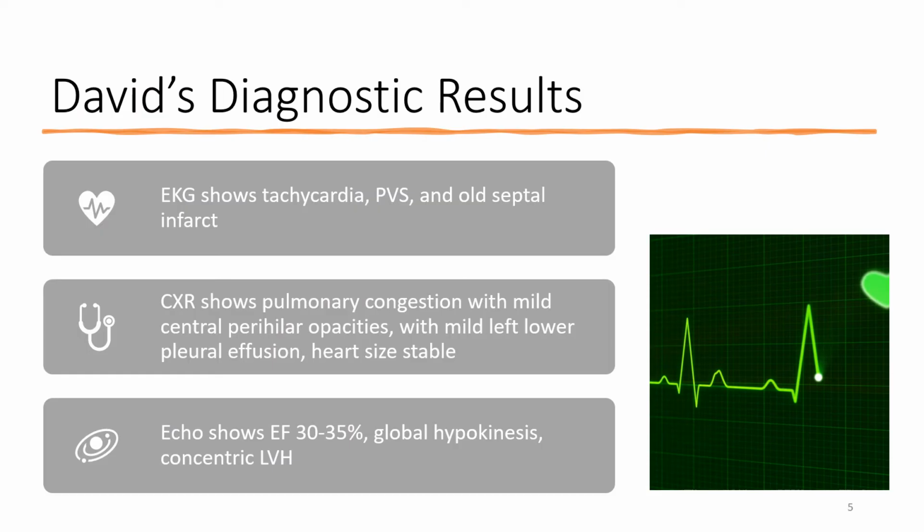When David arrived to the ER, an EKG was performed. He did show tachycardia with PVCs and an old septal infarct. The EKG is typically ordered to determine if the patient is having any type of acute cardiac event that can be treated. David did report he has occasional chest pain, although he's not currently having any. And it's also a good idea to rule out any abnormal rhythms or ischemia. But his EKG looks to be okay.